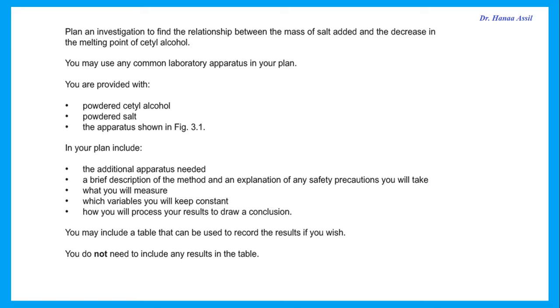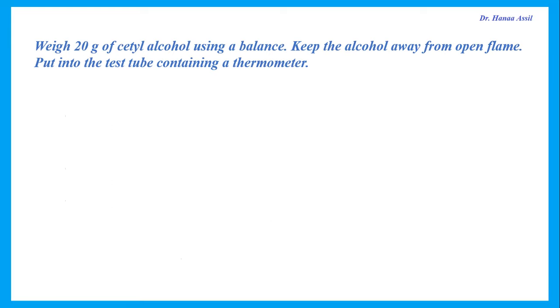The relationship between the mass of salt added. So every time we have powdered cetyl alcohol, we're going to add a certain amount of salt, and we want the relationship between the mass of the salt and the decrease in the melting point of the cetyl alcohol. You're provided with powdered cetyl alcohol, powdered salt, and the apparatus that we had, and basically the same instructions. So what should we do?